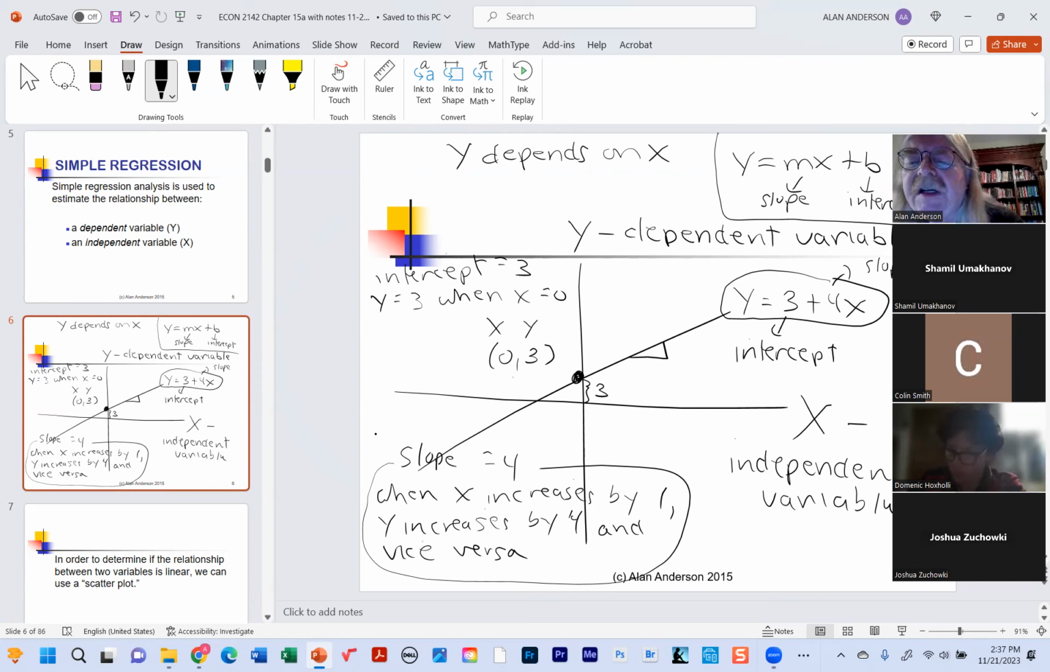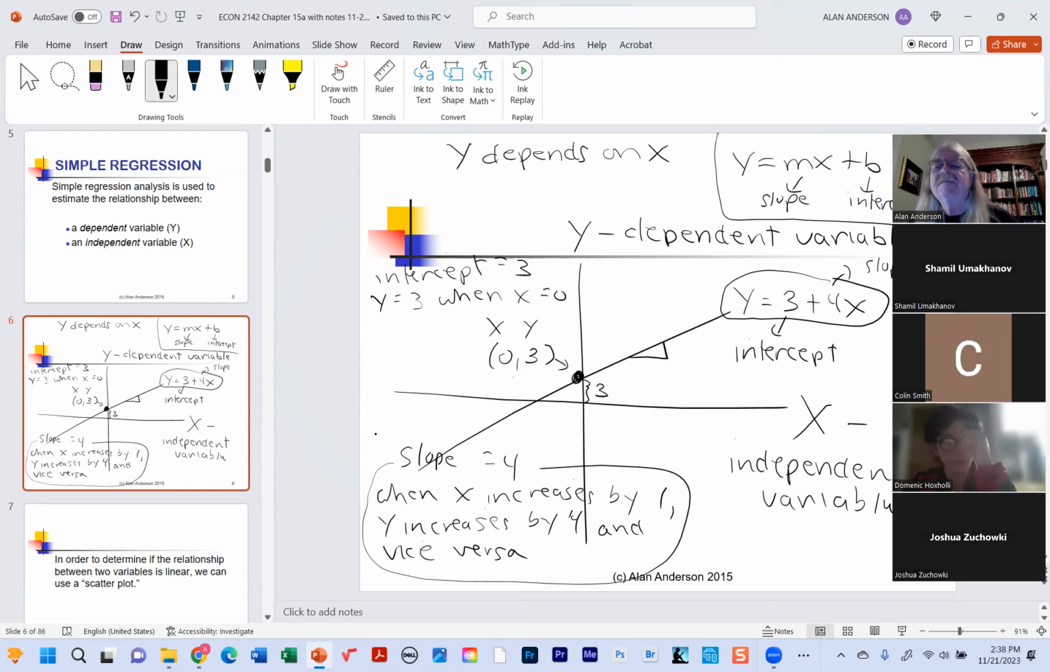So for the example I've chosen here, I've chosen y equals 3 plus 4x. And so 3 is the intercept, which, as you know, is simply the point where the line crosses the vertical axis. That's actually the point (0, 3). Or think of it this way: what is the value of y when x equals 0?